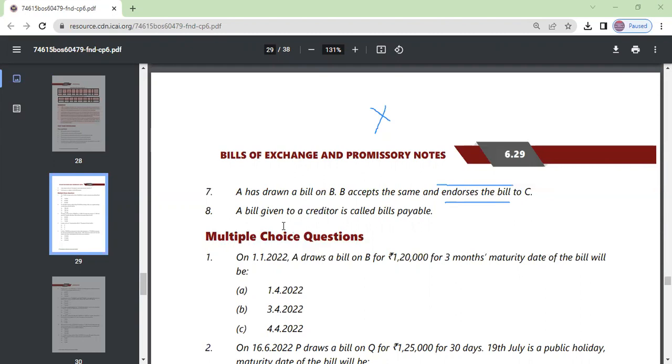Coming to 8th, a bill given to a creditor is called bills payable. Yes. Who gives it? The drawer. To whom? The creditor. That bill is called what? Bills payable. So these are the true or false questions, right? I hope you understood the class.